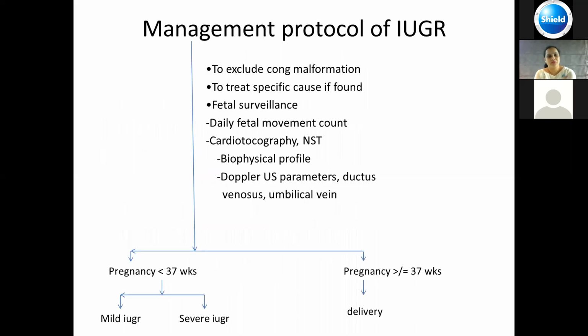If we see this flow chart, which briefs us how to manage IUGRs, first we need to exclude congenital deformities with the scans. And we need to keep the tools ready for fetal monitoring like CTG, biophysical scans, and Dopplers. If the pregnancy is greater than 37 weeks, there is no point in postponing, even from mild to severe IUGRs; we need to plan for the delivery.